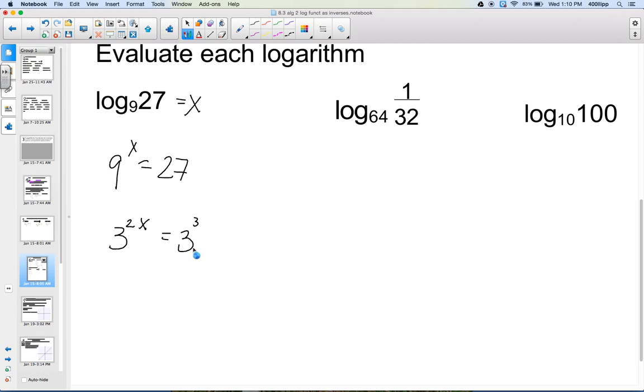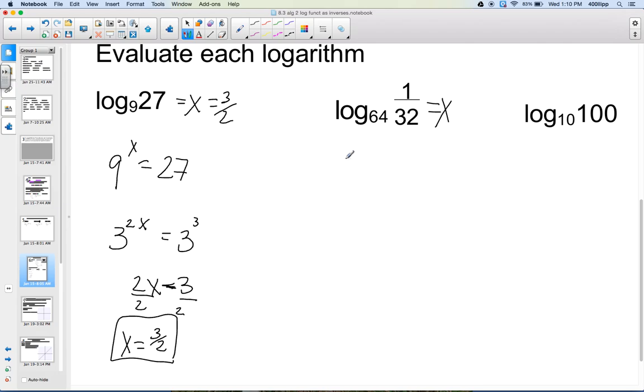Then once you have the same base, you set your exponents equal. That's an equal sign, sorry. And then you divide by 2. And x is equal to 3/2. So log base 9 of 27 is equal to 3/2. Okay, moving on here. This one will set equal to x.